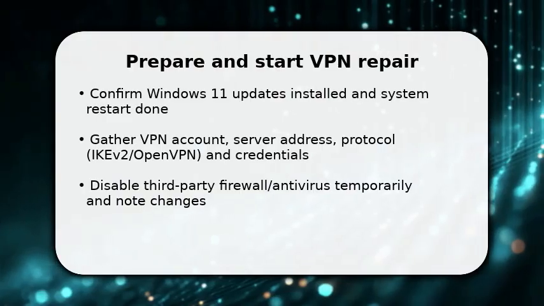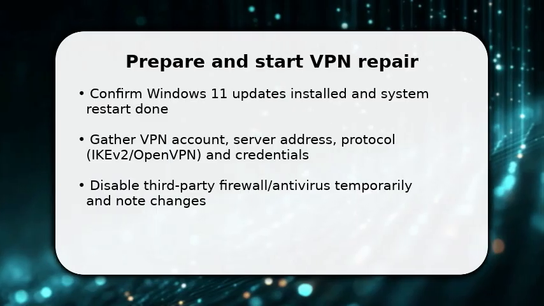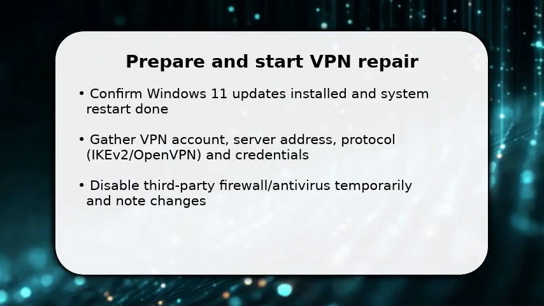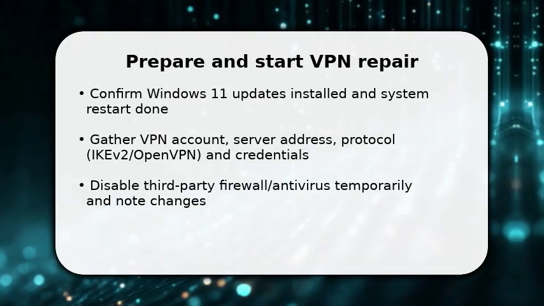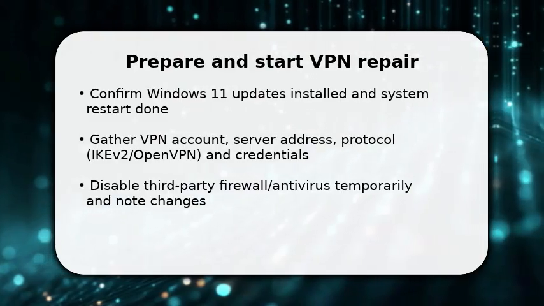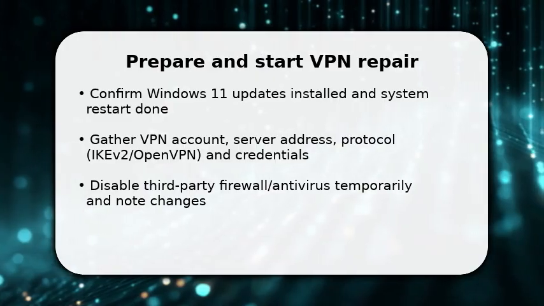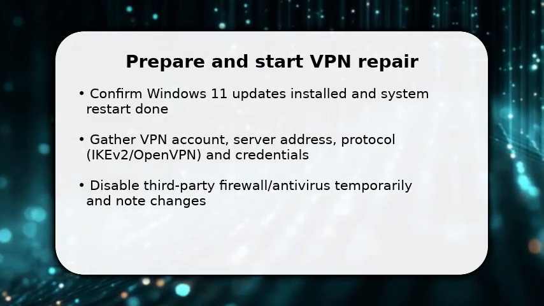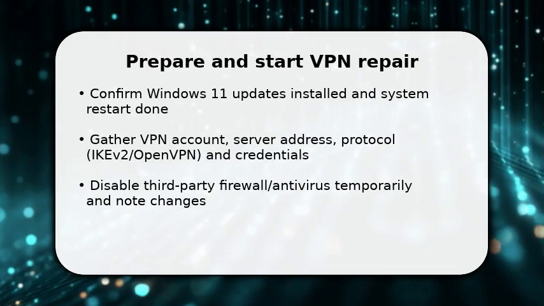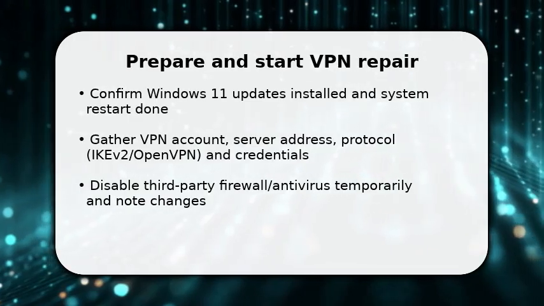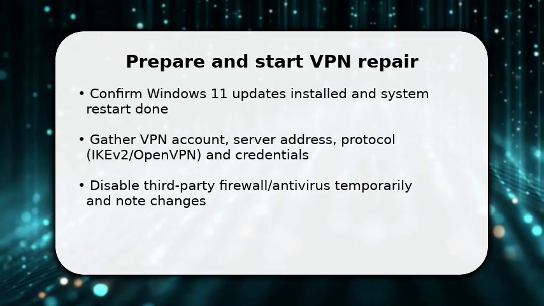You begin by verifying prerequisites and starting the repair. Open Settings and confirm Windows Update completed, then restart if needed. Next, collect your VPN details, server address, protocol, username, and password, because you will re-enter them. Make sure to temporarily disable any third-party firewall or antivirus that could block connections. Note exactly what you changed so you can re-enable later.